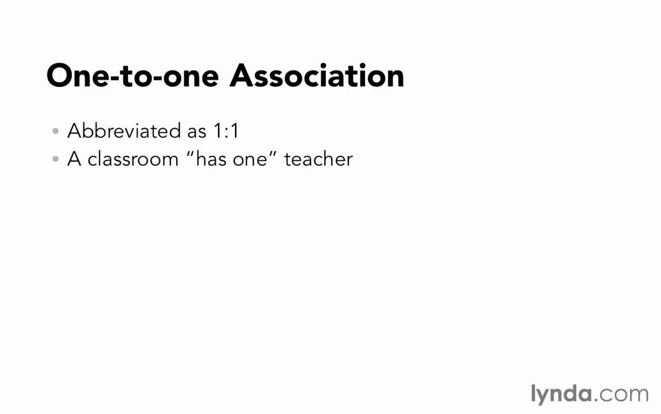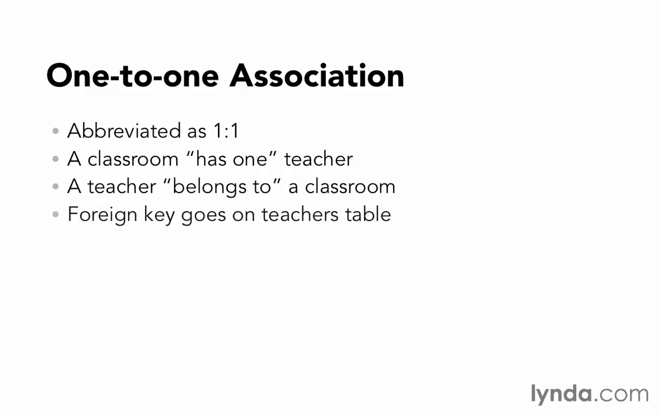An example of a one-to-one relationship would be the relationship between the classroom and the teacher. A classroom has one teacher. A teacher is assigned to the classroom. In this case, the foreign key goes on the teacher's table. If we wanted to diagram it, it might look something like this.